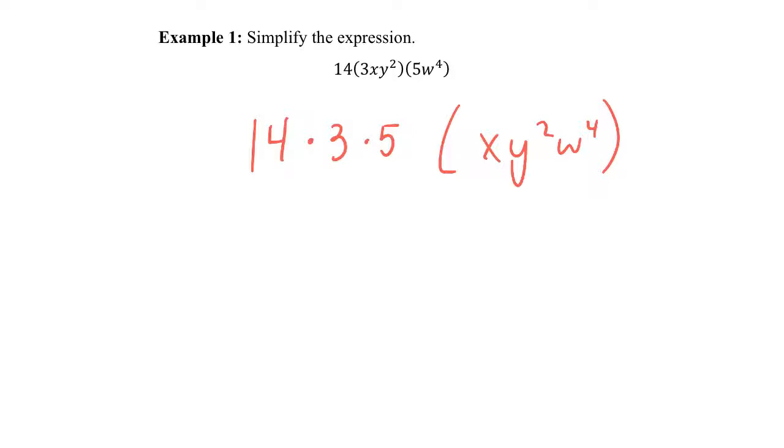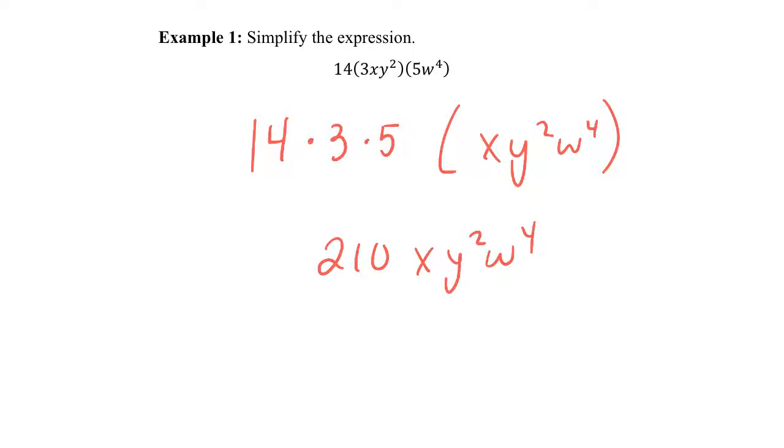By the way, quick mental math. 14 times 5. If you don't know the answer off the top of your head, there is a quick way to multiply big numbers. Isn't it like 10 times 5 and 4 times 5? Yeah, you break it into pieces, right? If you haven't seen that trick, just know, if you want to do 14 times 3, it's 10 times 3 and 4 times 3. 10 times 3 is 30. 4 times 3 is 12. That gives you 42. And then 42 times 5 is 210. So this answer becomes 210 xy squared w to the 4th.